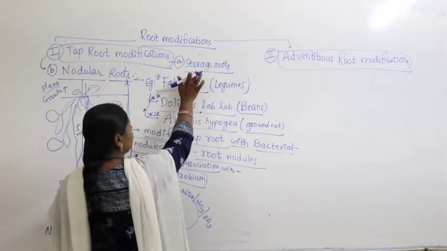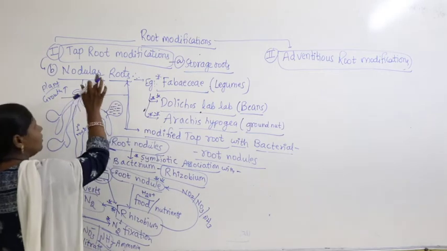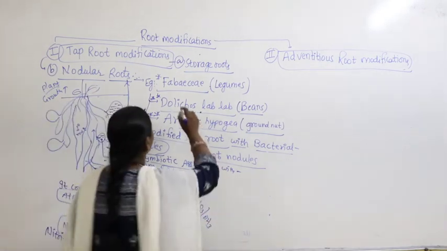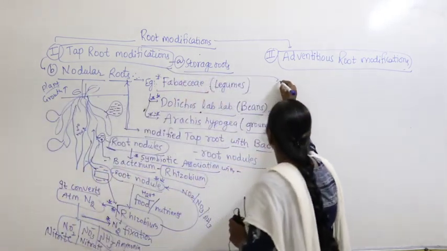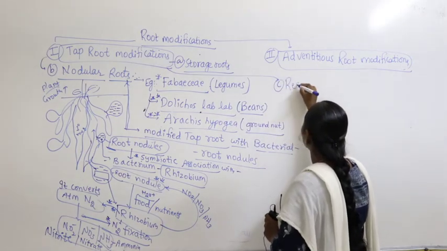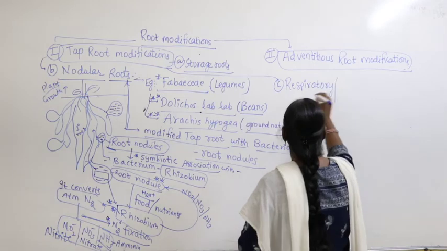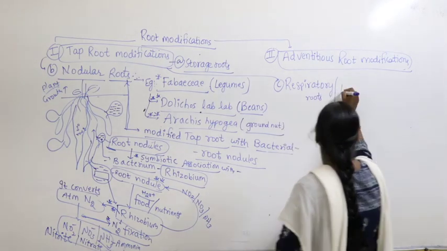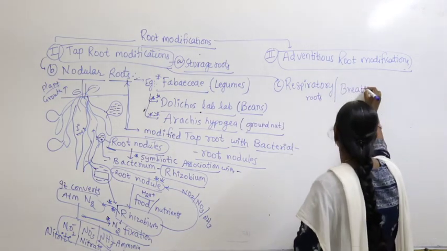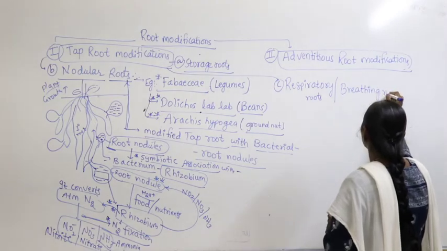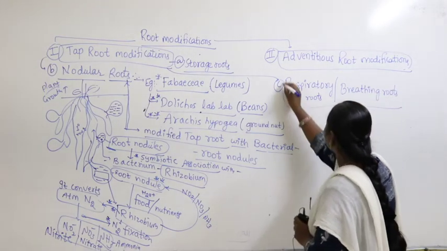Now, let us continue with the next category. First one is storage root. Second one is nodular root. Let us go with the third one. What is the third one? Respiratory roots, also called breathing roots. Respiratory roots are also called as what? Breathing roots.